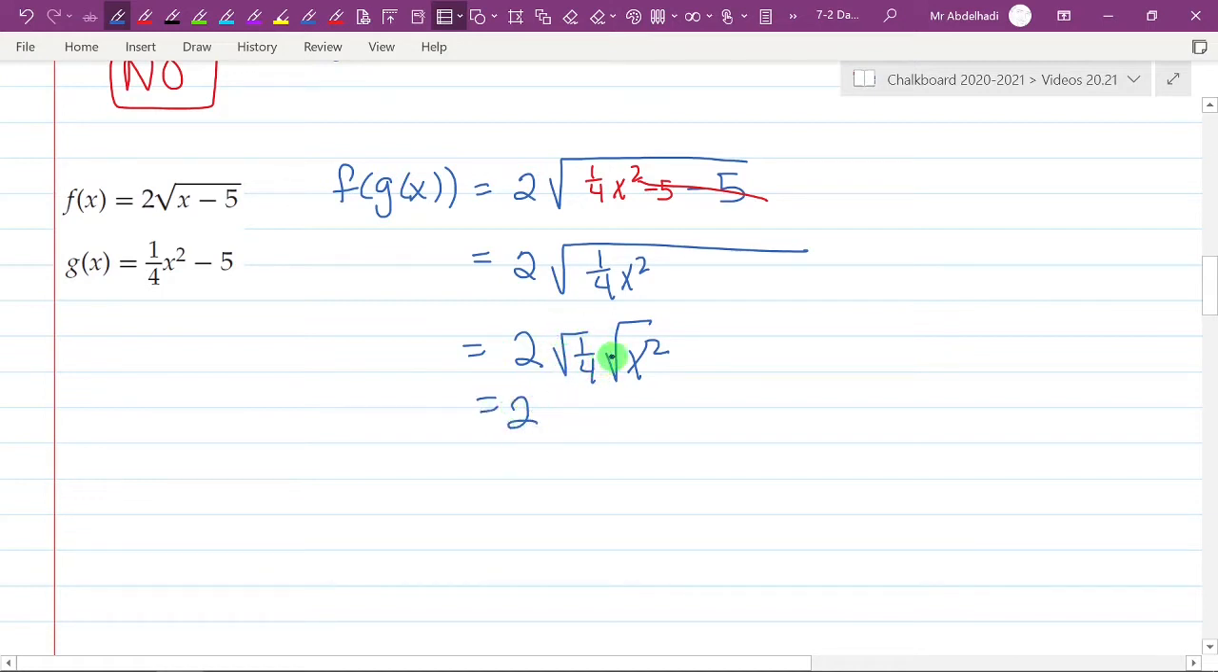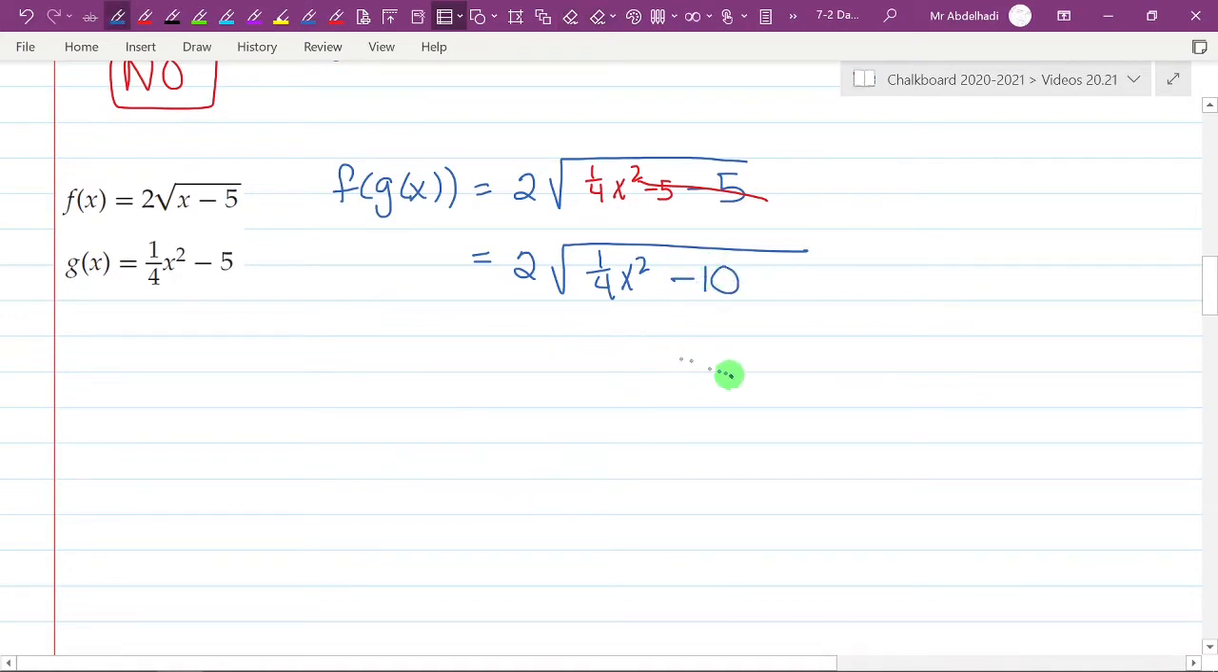Okay, what is the square root of 1/4? It's 1/2 times 1/2, so it'd be 1/2. And this would be x. Well, technically it's absolute value of x, but we're not worried about that. And when you cancel those out, this would have worked, right? It would have worked, but it doesn't work because of this -10.